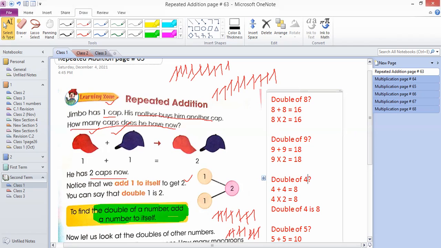Now guys, please tell me double of 10. What is double of 10? Double of 10. Abdullah Mustafa, very good. Guys, this is very easy. Double of 10 is very easy.